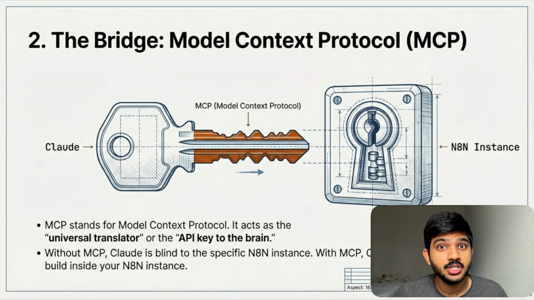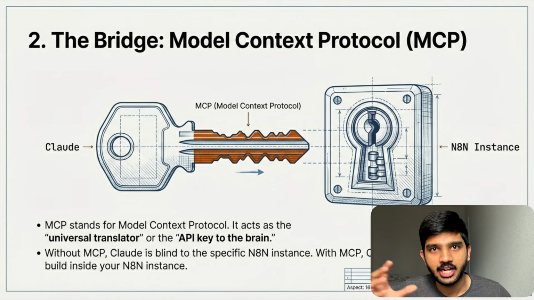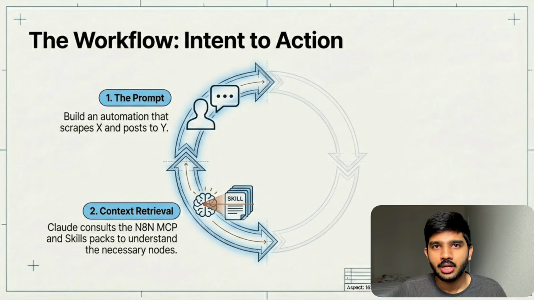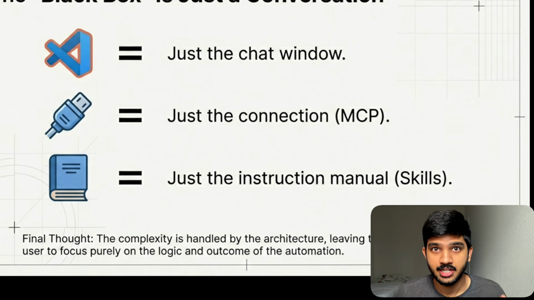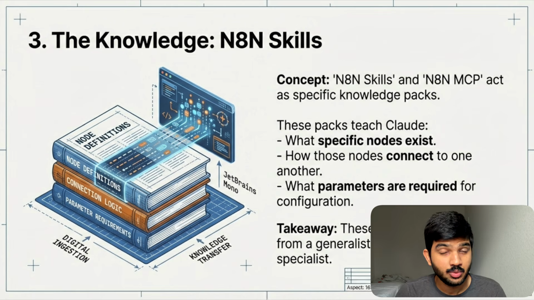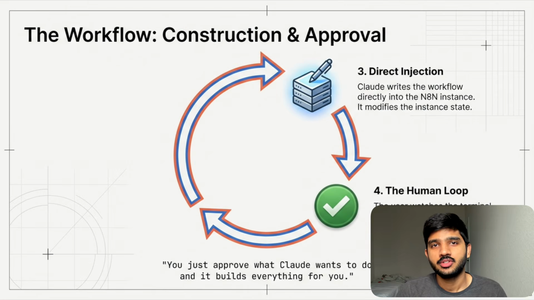It does this by using something called MCP, which stands for Model Context Protocol. This is nothing but a bridge between our agent and our n8n instance. Here's how it works. You tell Claude Code what automation you want to build. Claude Code connects to your n8n instance using two things, n8n MCP and n8n Skills. These are basically the knowledge packs which tell Claude how n8n works, what the parameters are, what to connect, all of that. Once Claude Code has access to this knowledge, now it can make changes or build workflows inside your n8n.